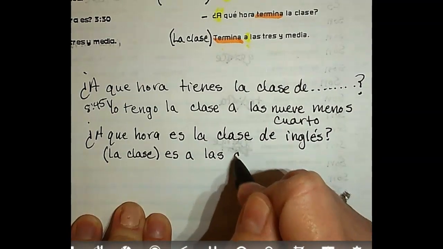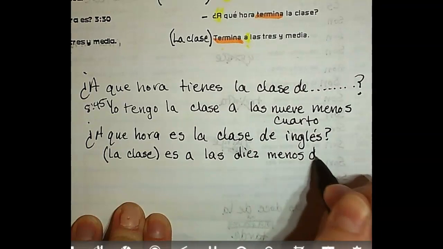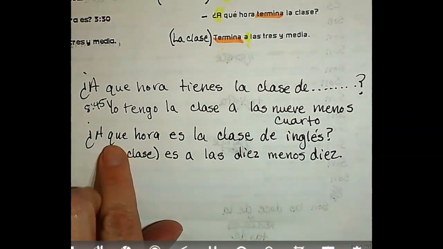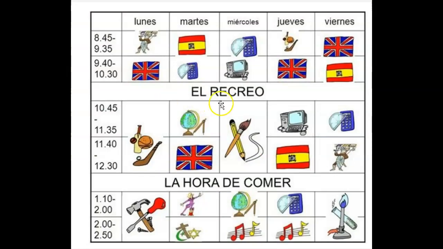What 9:40 is 10 till 10. So how are we going to do that? We'll say 10 minus 10, menos 10. Okay, I'm going to ask you more of these. ¿A qué hora es la clase de inglés? Now I'm going to change it. Let's say, ¿a qué hora es la clase de español? We're going to say the class is at 20 till noon or 20 till 12. Ready? La clase de español es a las 12 menos 20. 12 minus 20.